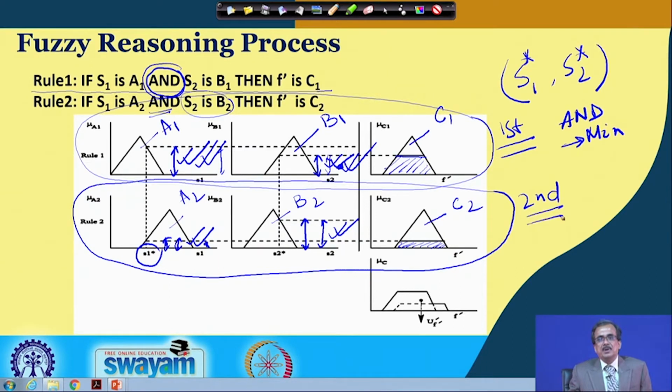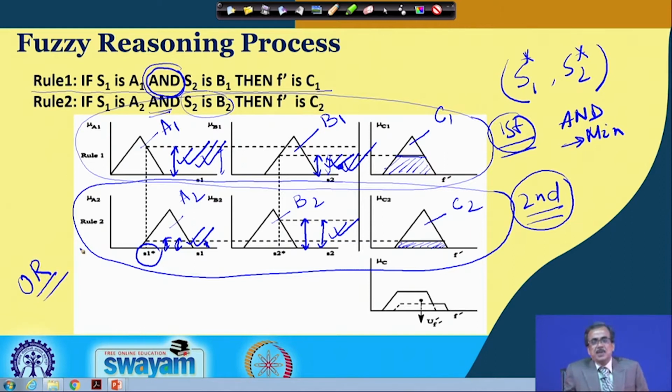So, we have the output of the first fired rule, and we have the output of the second fired rule. Now, we will have to combine them. To combine these outputs, we take the concept of the OR operator.